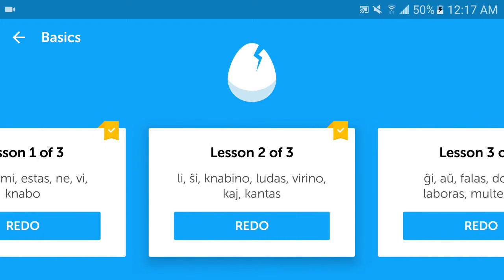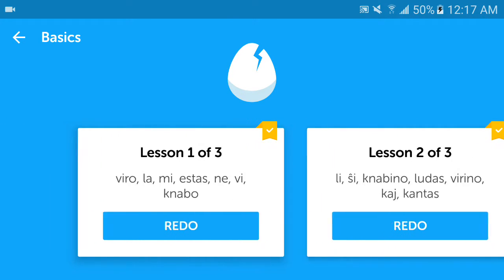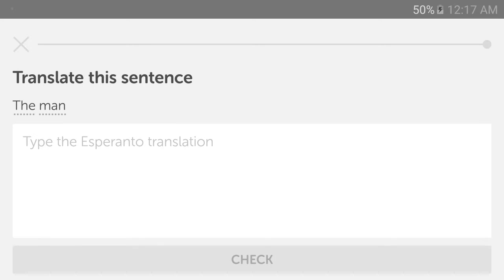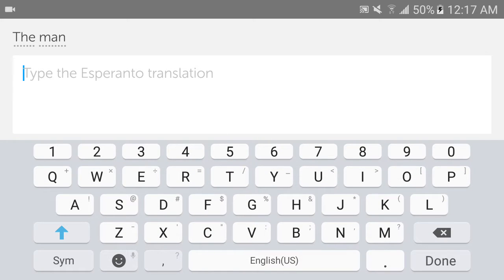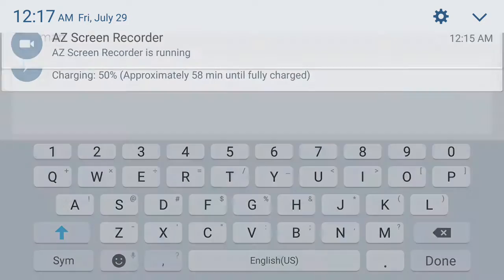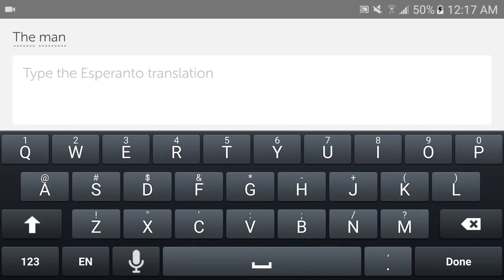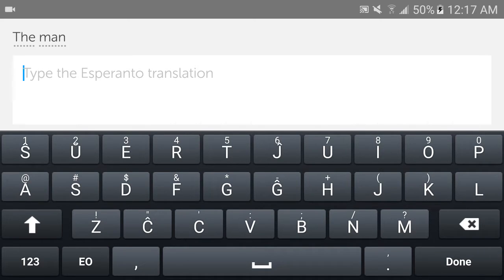As you can see, you have lessons, and lessons go into different words. But right now we're going to strengthen our weakest words. Translate this sentence: the man. You can tap on these underlined words and get a hint, get an answer quickly if you can't remember. But I'm going to get my keyboard out. Smart Keyboard Pro, which I've purchased, has the option to switch between English and EO, which is Esperanto.